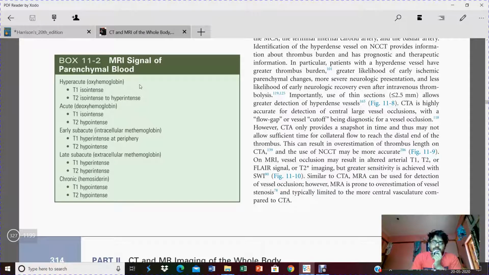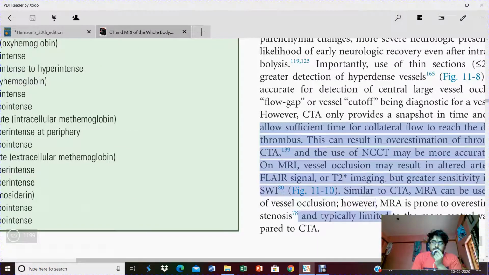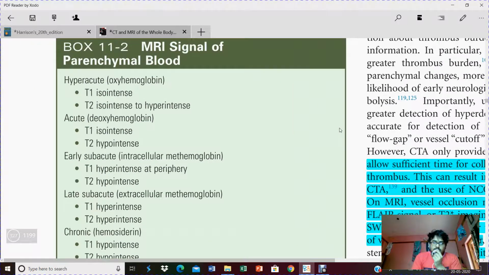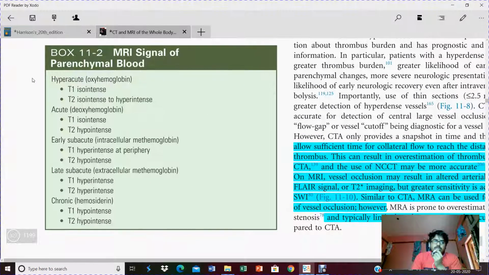Today I will discuss the MRI signals of parenchymal blood. What are MRI signals? These are the MRI signals in blood. First of all, there are five stages.